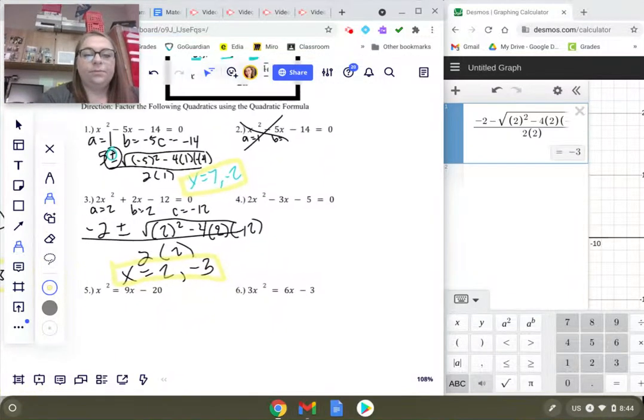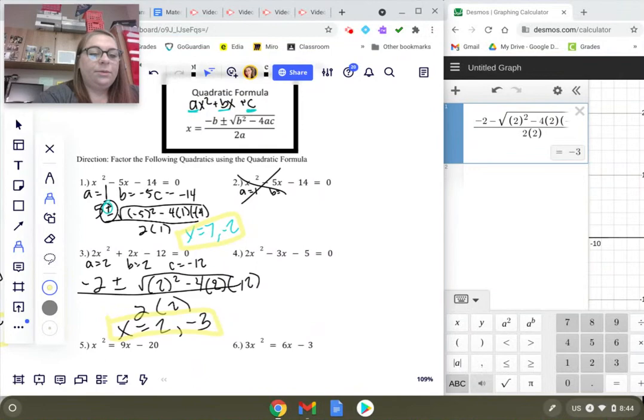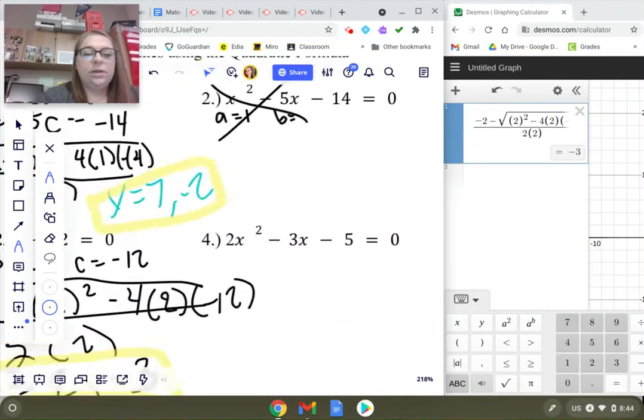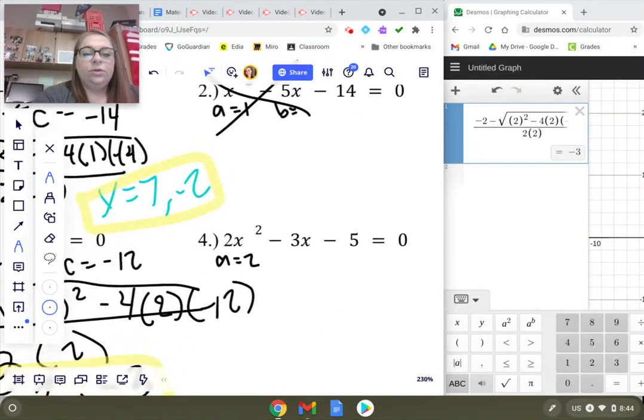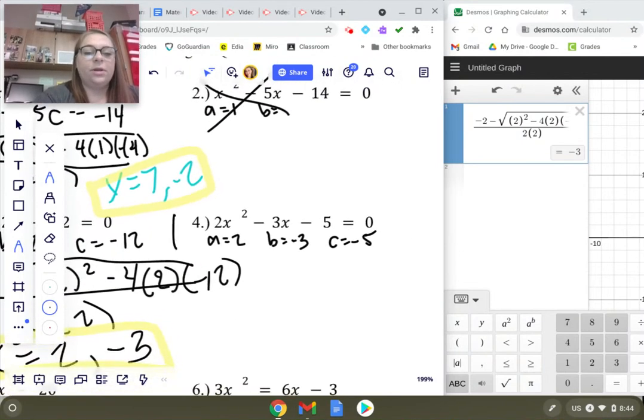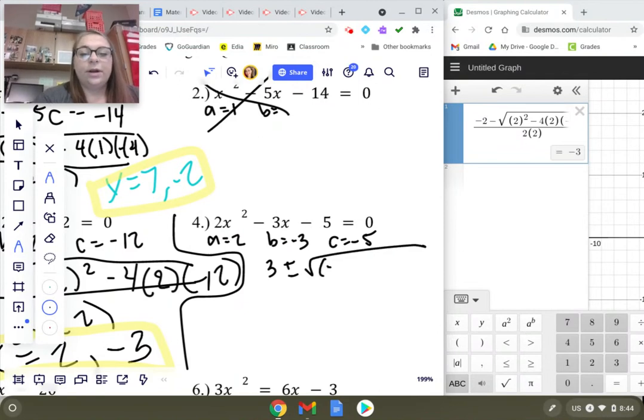Number 4. Again, we want to find a, b, and c. So a is 2, b is negative 3, and c is negative 5. Now let's fill it into our formula. I've got negative b, but b is already negative, so that makes it a positive. Plus or minus radical b squared, so negative 3 squared, minus 4 times 2 times negative 5, all over 2 times a, so 2 times 2.